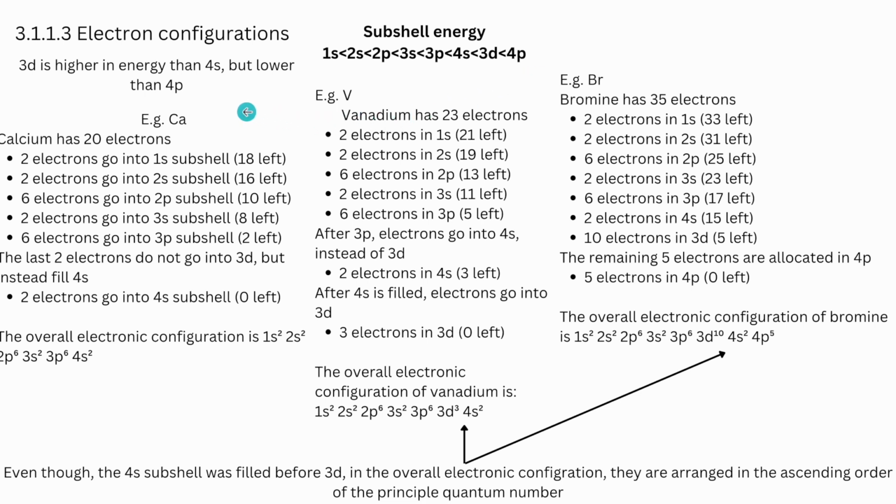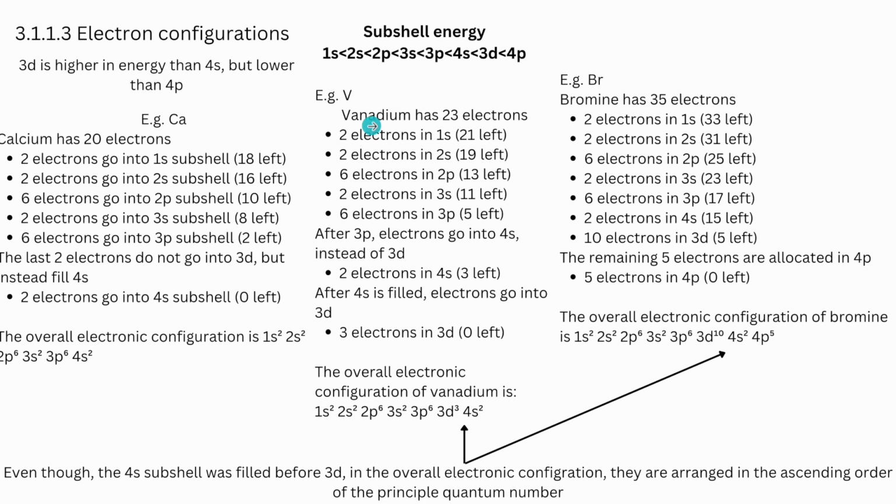And so if you have a look at this example, calcium atom has 20 electrons, and as usual, 2 electrons go into the 1s subshell, 2 electrons go into the 2s subshell, 6 electrons go into the 2p subshell, 2 electrons go into the 3s subshell, 6 electrons go into the 3p subshell, and we have 2 electrons left. And so if you have a look at this order, after 3p, the 4s subshell is filled. And so 2 electrons go into the 4s subshell and 0 electrons are left. And so the overall electronic configuration of calcium is 1s2, 2s2, 2p6, 3s2, 3p6, 4s2.